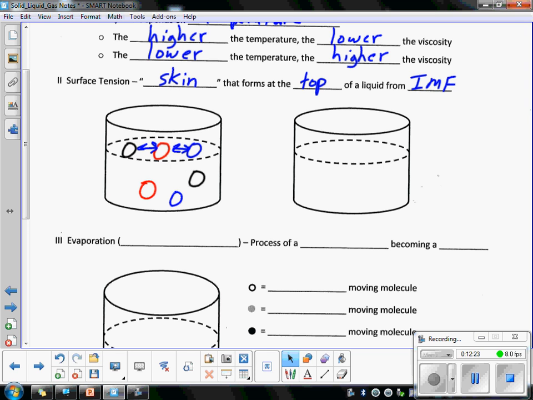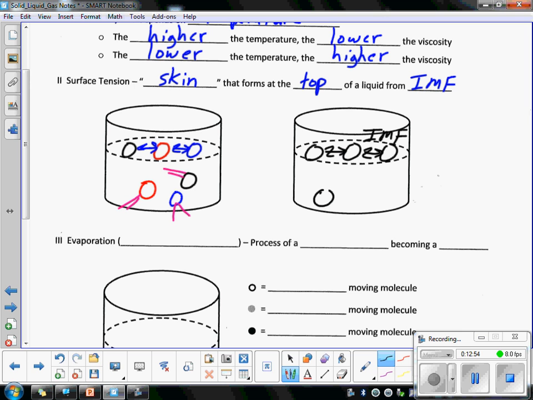Because there are these intermolecular forces, the particle can move around within the substance, it just can't break free from the substance. So it's stuck in the substance. If these are all moving around at random velocities, the only way one could break free is if, again, you have these particles, and at the top it's forming this skin because of the intermolecular forces.